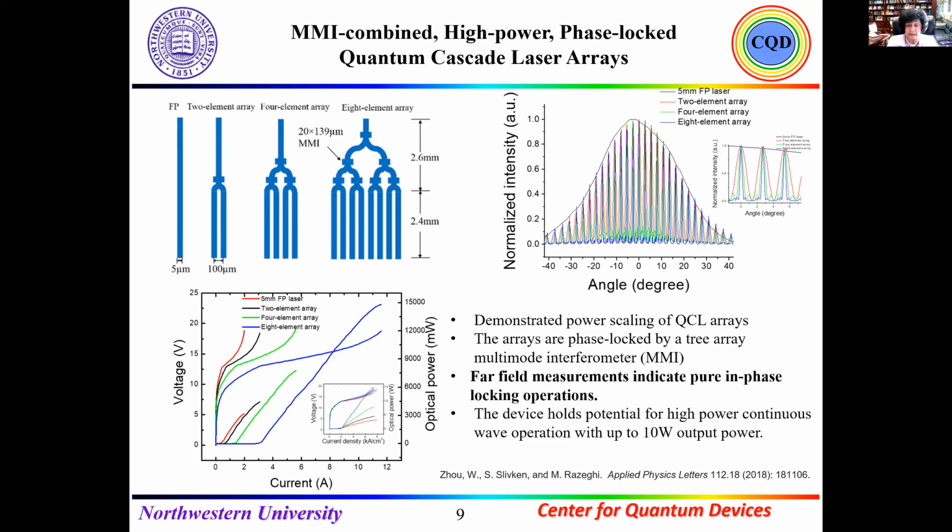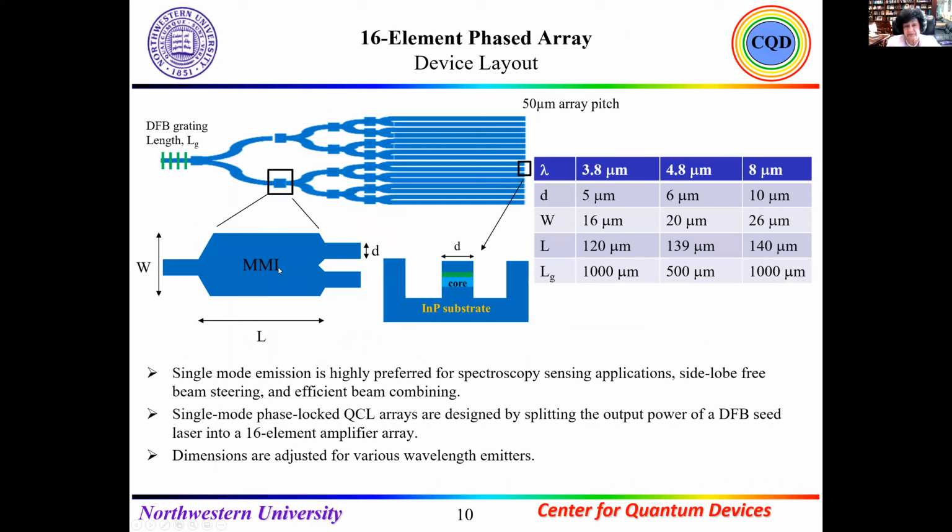So we demonstrated the power scaling of the QCL arrays, and the arrays are phase locked, exactly as we can see here by a 3-array multimode interferometer, MMI: 1, 2, and 3. The far field measurement indicated pure in-phase locking operation, and the device holds potential for high power continuous wave operation with up to 10 watts output power, which we published in 2018 with my student. After that, we tried to design an 18 element phase array device.